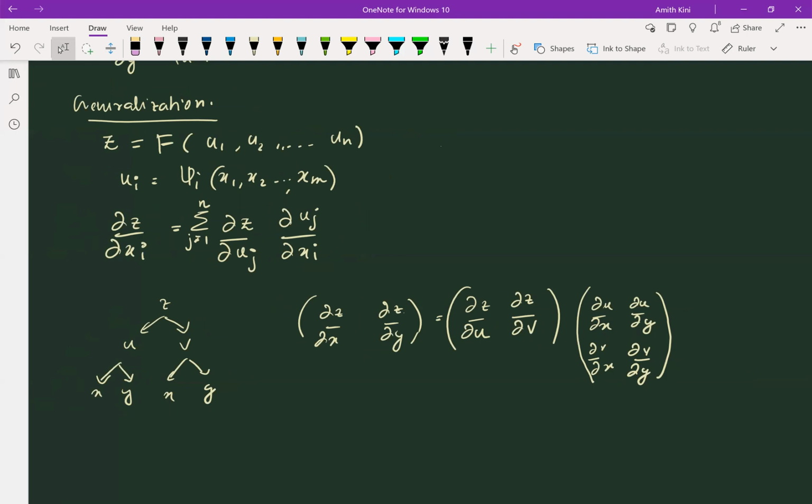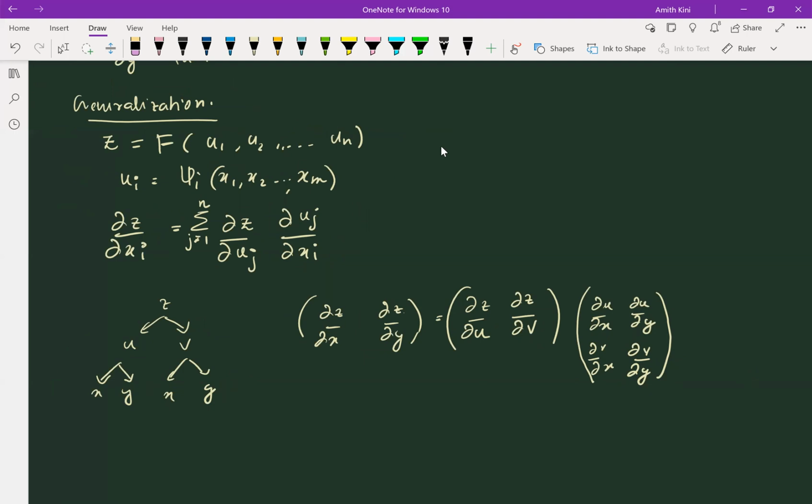Now, how do you multiply? This doesn't make sense, right? 2 into 2, you end up getting 1 into 2. Yeah, perfect. It works.